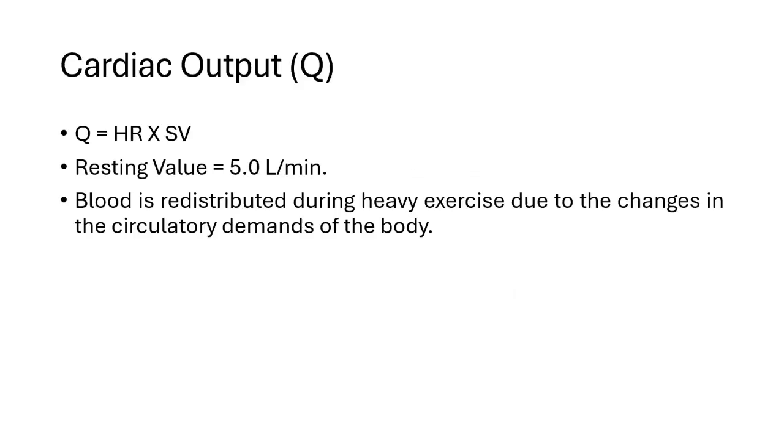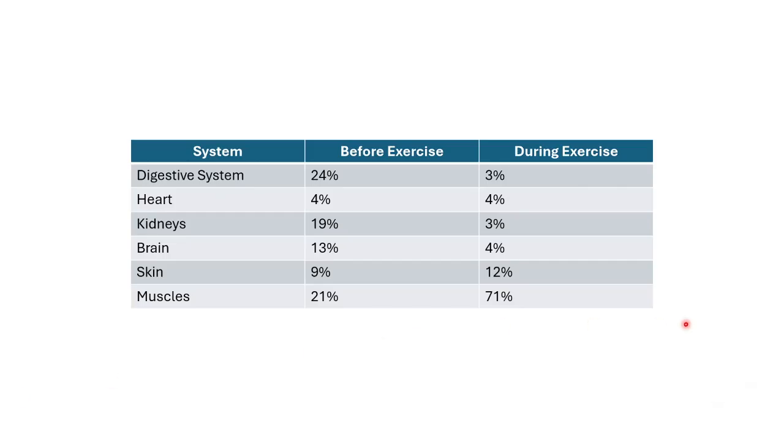Okay, next. Oh, this is what I mentioned earlier. I forgot to mention that blood is redistributed during heavy exercise due to changes in the circulatory demands of the body. So again, when we exercise, the circulatory demand for blood actually changes. Here I have a table that summarizes all the values. You don't have to memorize it, but it would be nice to know which ones increase and which ones decrease.